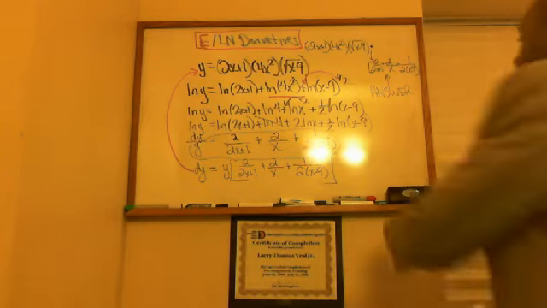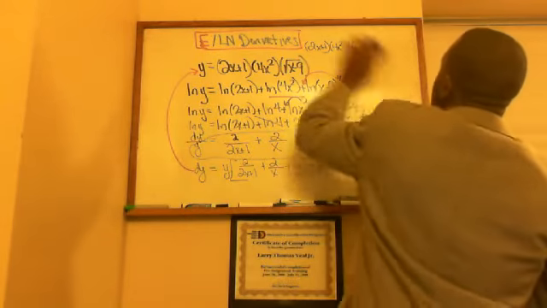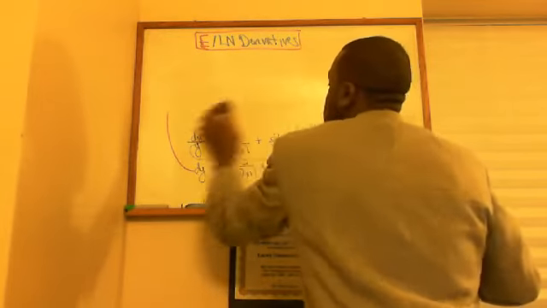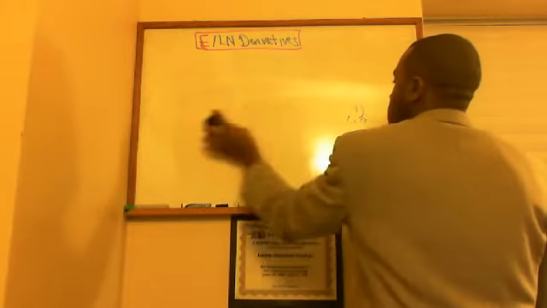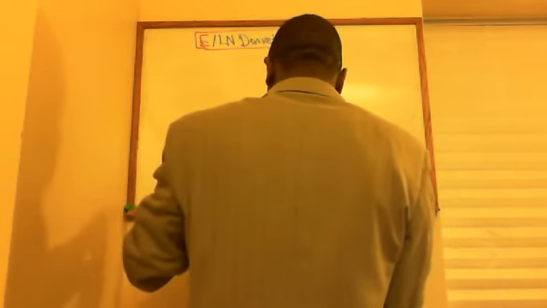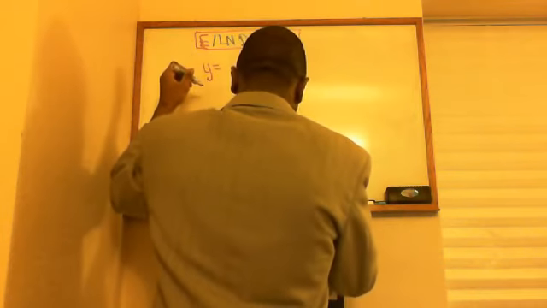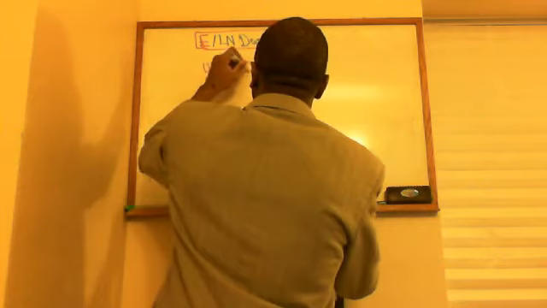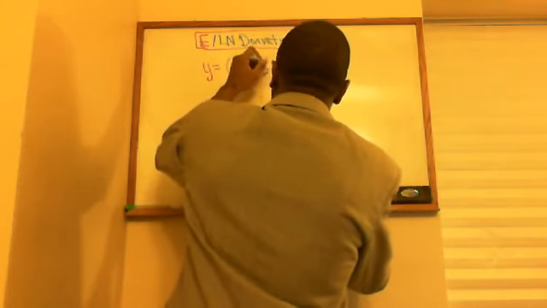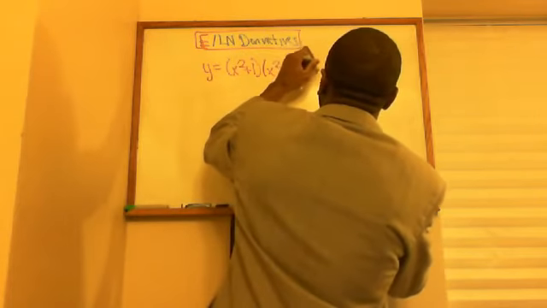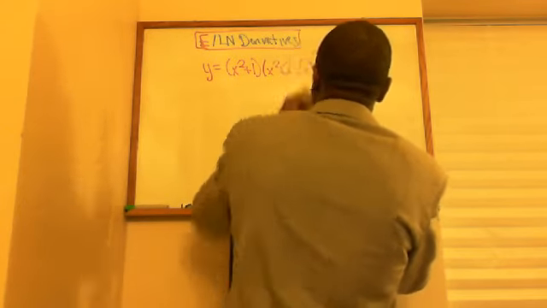Let me go ahead and erase the problem that I already have up from the last time, and I'm going to start brand new with another one. So this problem is y equals x squared plus 1 times x squared plus 2 times x squared plus 3 squared.